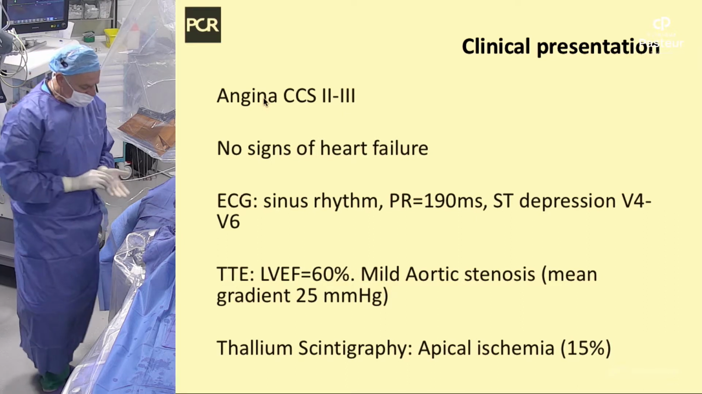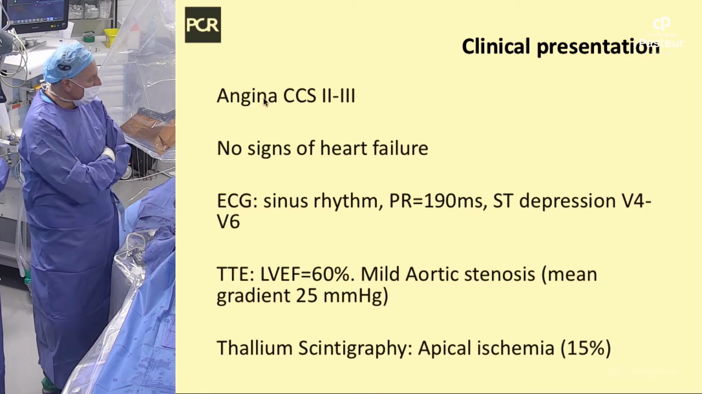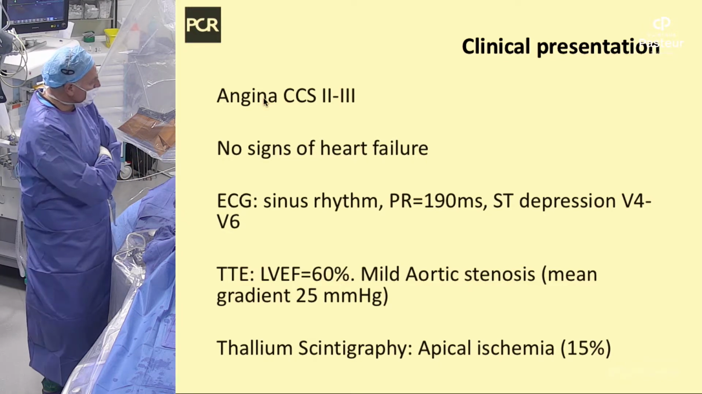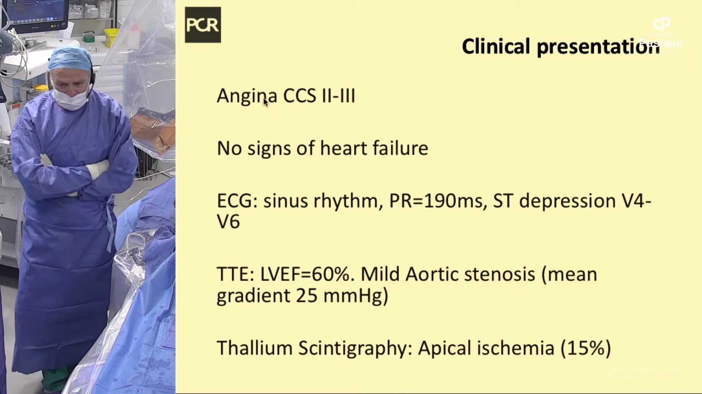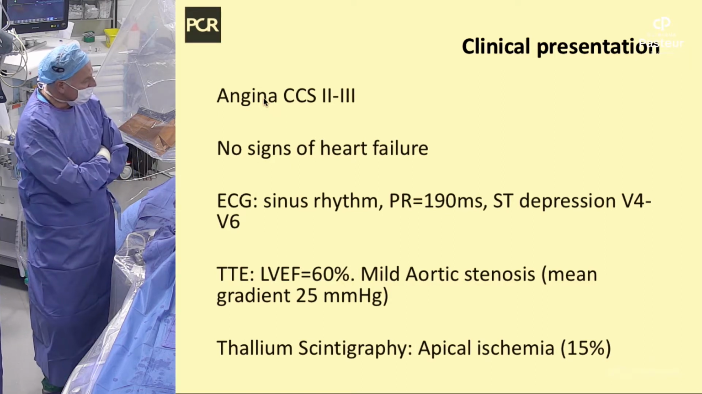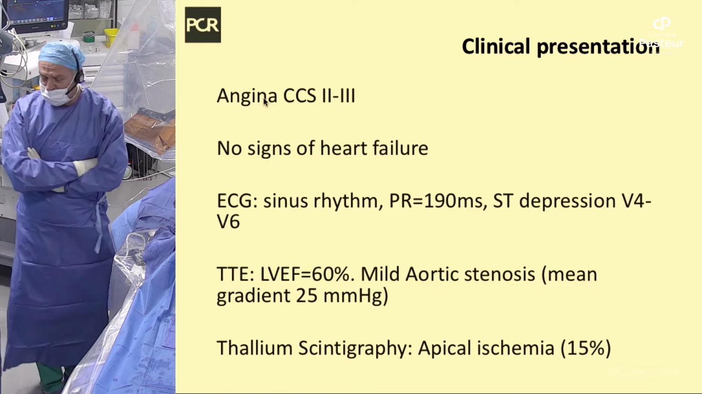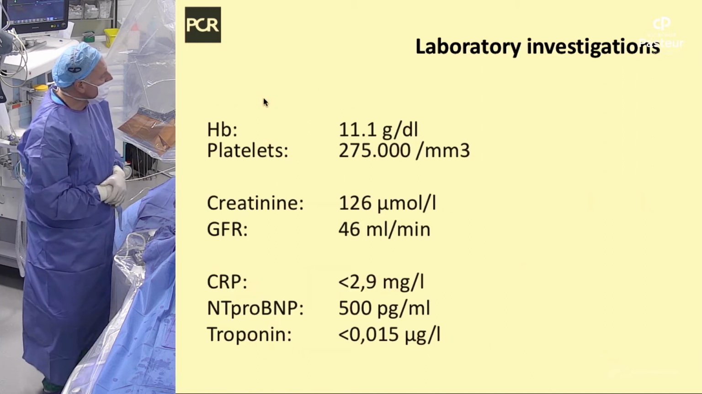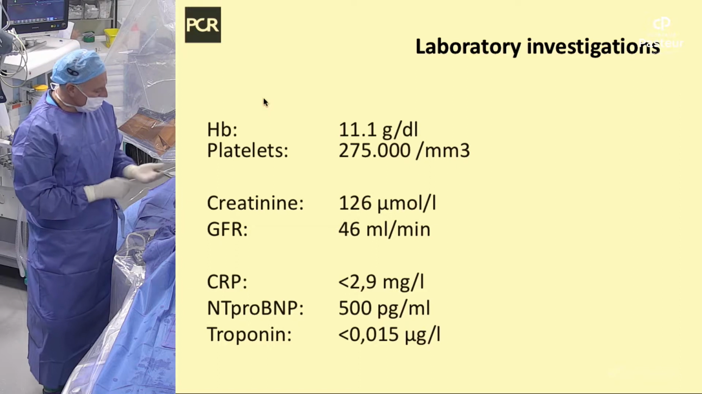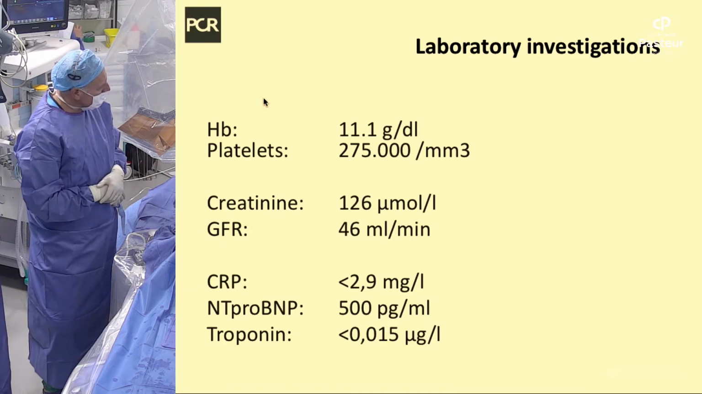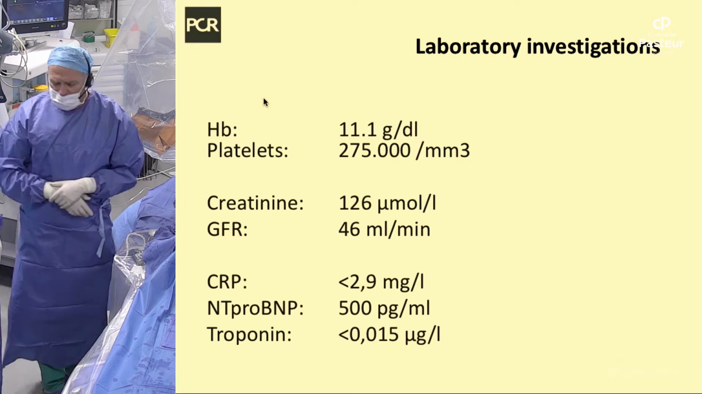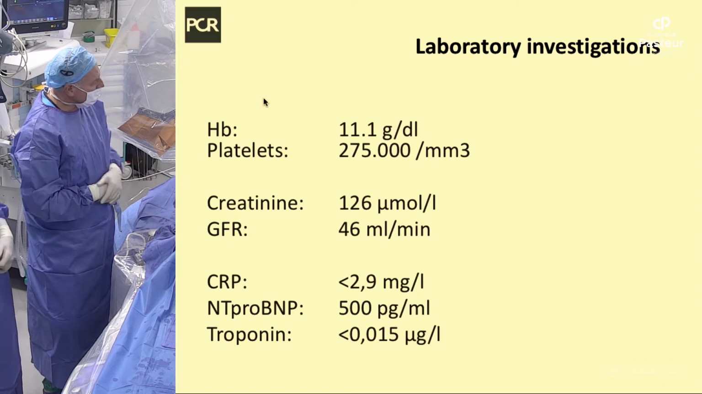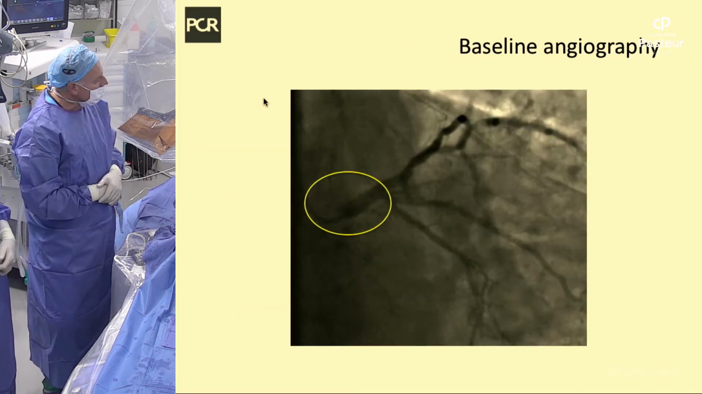The clinical examination did not show any particularity. The ECG showed a sinus rhythm. On the transthoracic echo, good LV function, mild aortic stenosis with a mean gradient of 25. On the thallium scintigraphy, an apical ischemia, 15% of ischemia, without any major LV dysfunction. On the blood test, what we can see is mild anemia, but also some degree of chronic renal insufficiency with a creatinine clearance of around 46 milliliters per minute. The NT-proBNP is normal.